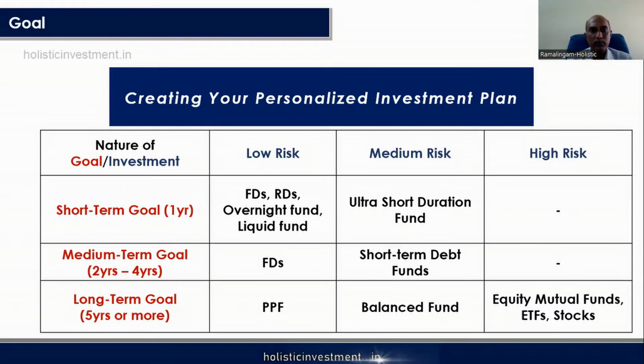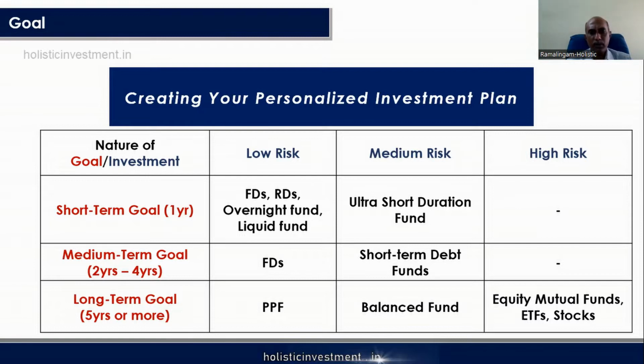Let us take the column. First, take the low risk column. The low risk column, if your time horizon is 1 year or less, then FDs, RDs, overnight funds, liquid funds are suitable to you. Generally, overnight funds and liquid funds will give you returns closer to your savings bank account rate. Maybe 0.5% or 1% higher than your savings bank rate, maybe 4.5% kind of return.